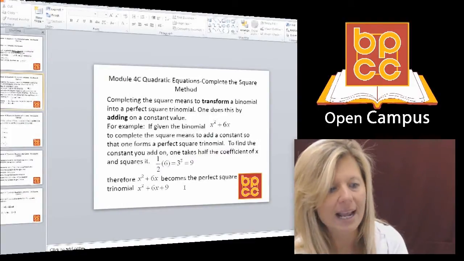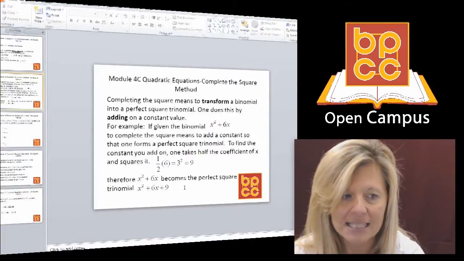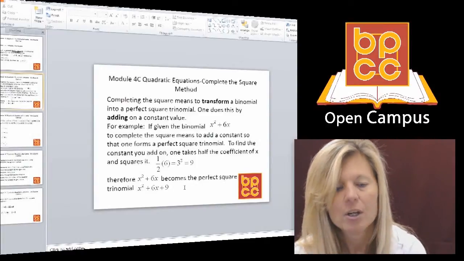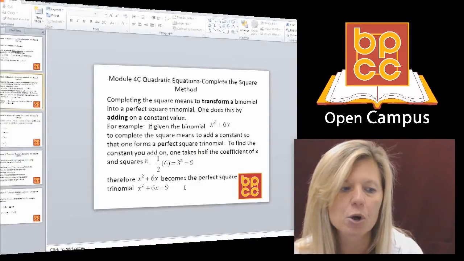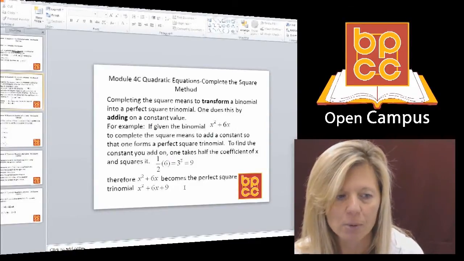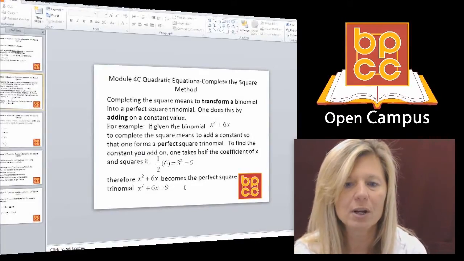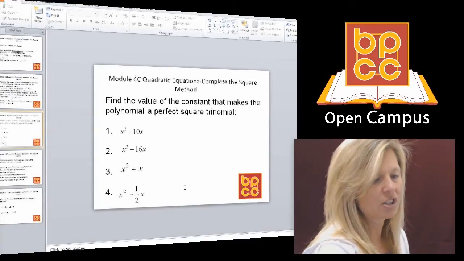And if you look, when you get x squared plus 6x plus 9, you now have a trinomial. And yes, that is guaranteed to factor to be exactly alike. So completing the square is really simple. All it means to do is add on a number. But by adding that number, you're making a 3-term trinomial, and you're guaranteeing that it will factor. So what we're going to do here is 4 examples on just understanding how to do complete the square. So let's go to the board.